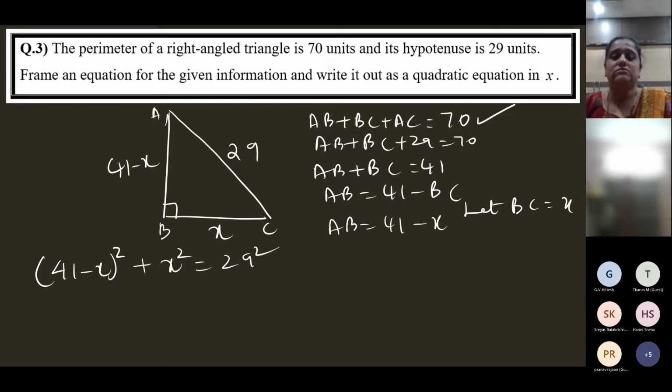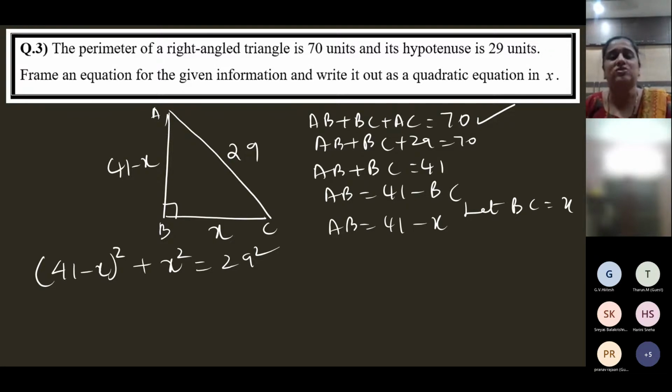So this is what you have to do. Perimeter is given. Then we got AB plus BC is 41. We took BC to the other side. And then we took BC as X. So AB is equal to 41 minus X. So we'll put X and 41 minus X in the triangle. BC is X. AB is 41 minus X.